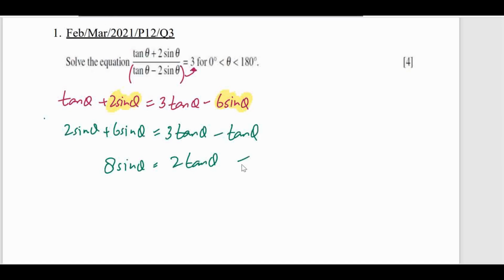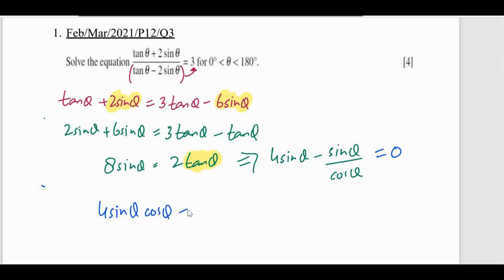Now we can rearrange it again. So first of all we can divide it by 2 on both sides. So this will be 4 sine theta minus sine theta by cos theta, because we know the identity that we can write tan theta as sine theta by cos theta. Now if we simplify it further, if we take the LCM, this will be 4 sine theta cos theta minus sine theta is equals to 0.